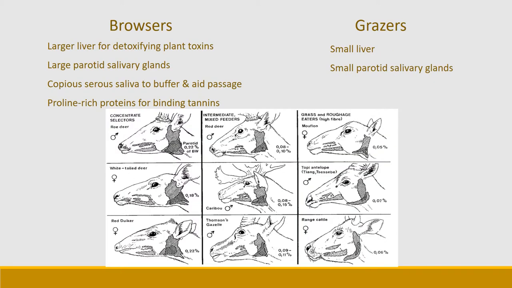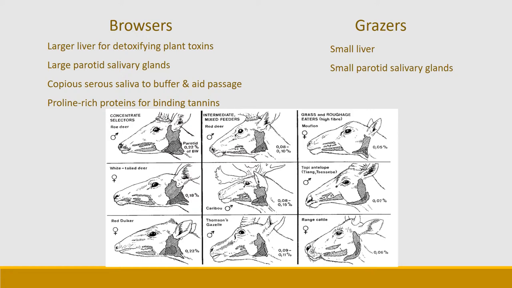Also, as we said, the browsers tend to have more toxins and things, which means those browsers tend to have some adaptations to deal with that. One place is the liver, since most toxins that you ingest are detoxified there. We know this. If you drink too much alcohol, you might damage your liver, right? Because it's trying to detoxify that. So there tends to be a trend that way.